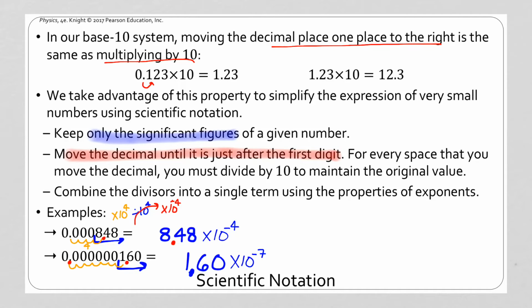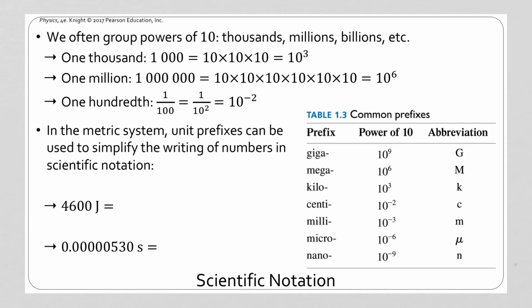You can have 10 to any power, to any exponent in scientific notation, but in our base 10 system, we often group special powers of 10. We usually think in terms of thousands, millions, and billions, etc. 1,000 is 10 times 10 times 10, so that's 10 to the 3. 1 million is 10 to the 6. 100th is 1 divided by 100, or 10 to the negative 2. 1,000th would be 10 to the negative 3, etc.